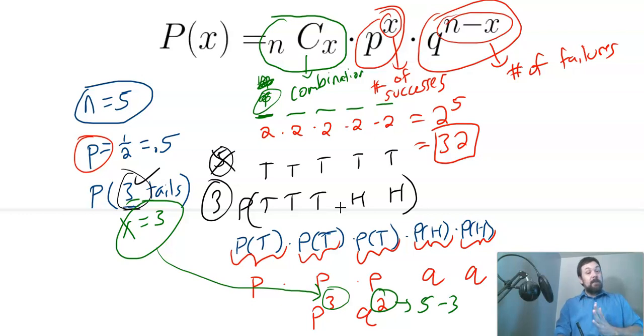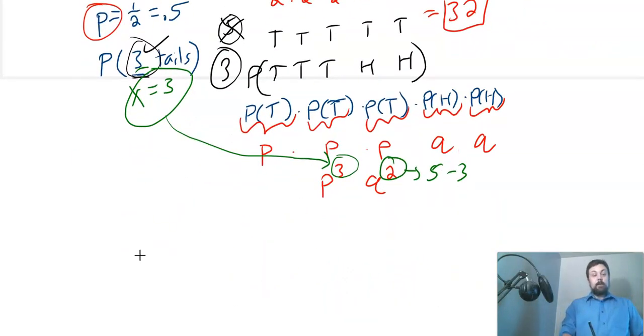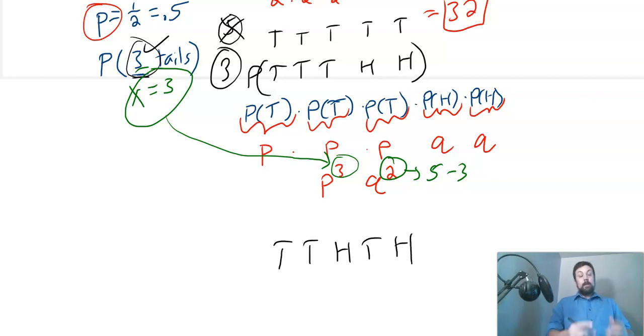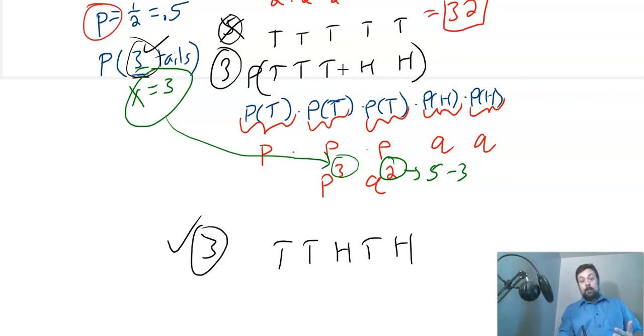You could have the first 3 be tails and the last 2 be heads. But there are other ways, right? So here's another possibility. We could have tails, tails, heads, tails, heads, right? That's also 3 tails. So that's also what I'm looking for. It's a different outcome. It's not the same as this outcome here because it's in a different order. And so it's another thing. It's another way of having 3 tails out of 5 coin flips. So we need to also add that probability in.